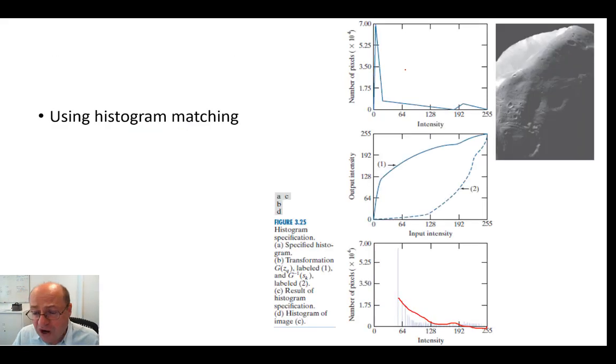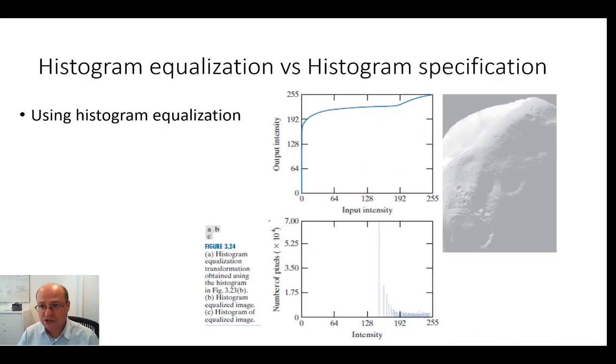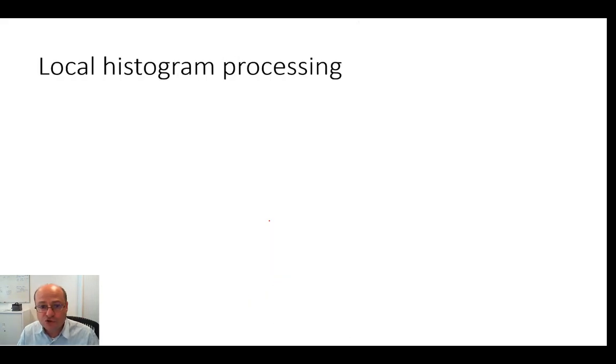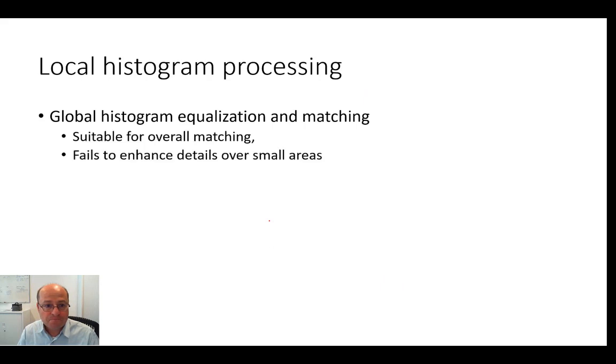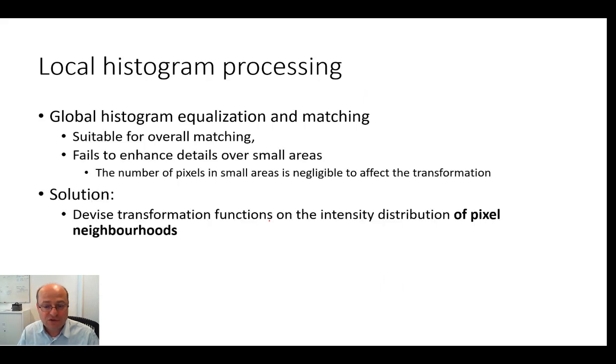Well, so far we've applied these histogram transformations, be it equalization or histogram matching, to the whole image. But I can also apply it to the neighborhoods, to the pixel neighborhoods. Right, so global histogram equalization and matching. The global is that when I apply the histogram equalization to the whole image, it is suitable for overall matching. But it fails to enhance details over small areas.